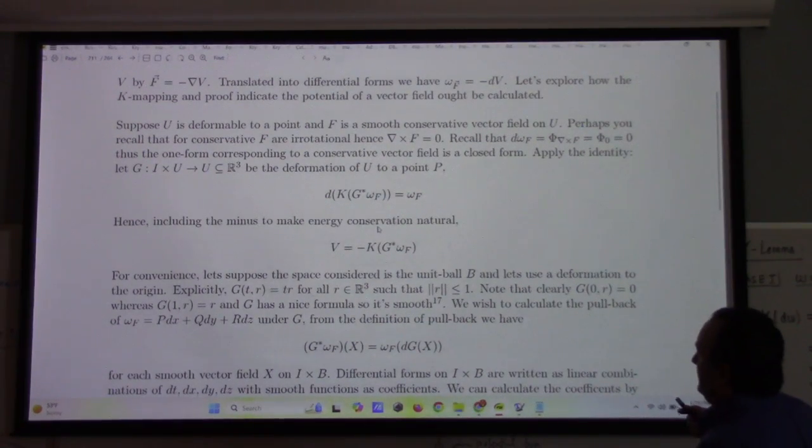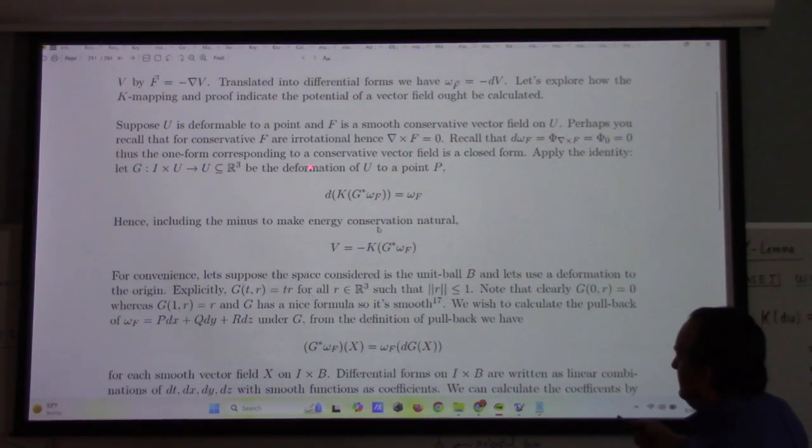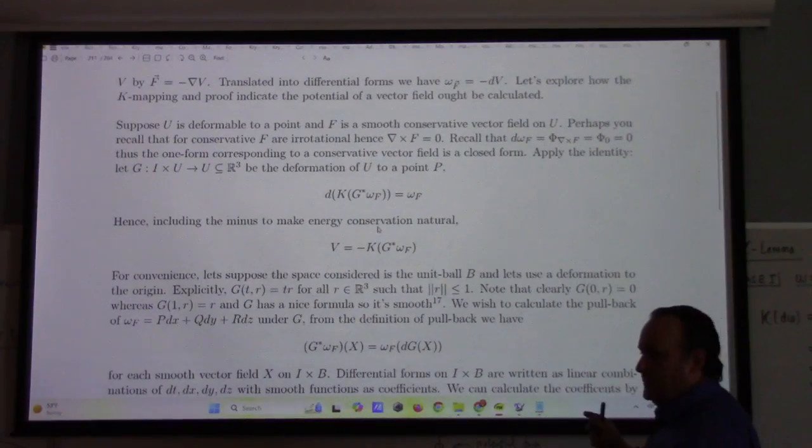And as such, I can look at my deformation to the point like this. Allegedly, we should be able to calculate the potential form for the work form using this business. Now, we might put a minus in there just so that it makes contact with physics in the usual way, but whatever. So what's the deformation? So I use the origin.